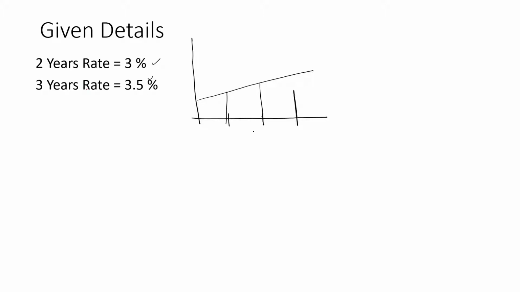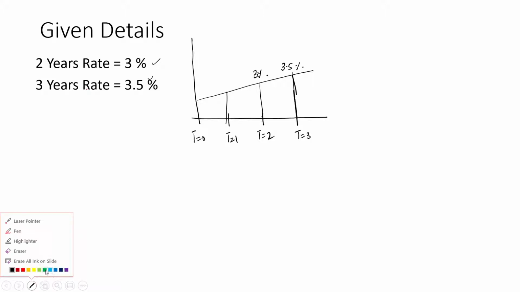Okay, so this is t is equal to 0. We are standing at t is equal to 0. T is equal to 1 rate, of course, is not given. T is equal to 2 and t is equal to 3 rates are being given. So this is 3.5%. This is 3%. Now, given these two rates, we can always find out what is the forward rate that actually exists between year 2 and year 3 through a method called the bootstrapping method.